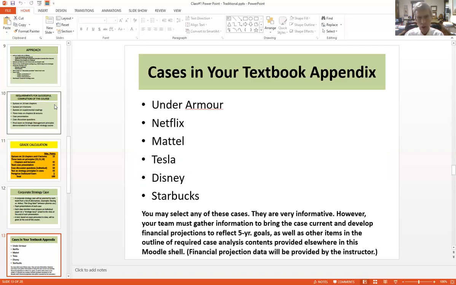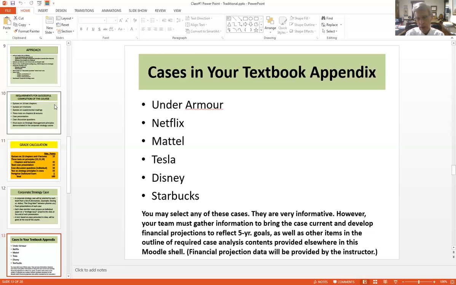But I did not choose some of the cases at the back of the book that are either very short, incomplete, or don't have carryover value, in my opinion. But the good news is that these cases usually have a fair amount of financial information, which will save you time in putting together the financial information that is required in an outline that you will find on your Moodle shell that summarizes the contents of every case analysis. So it's the required outline that you must follow.